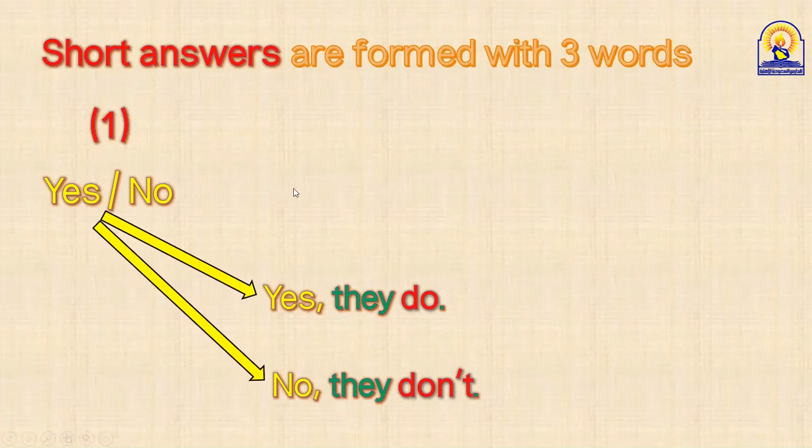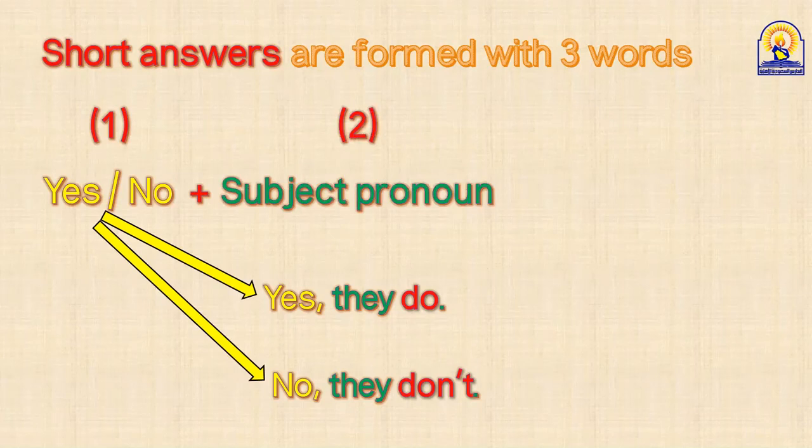Okay. Number 2, and then subject. Subject, like Muhammad, Ahmed, Rashid, right? Or Fatima, right? No, I don't agree with you, Rashid. I cannot use a name or noun. I must use a subject pronoun, Rashid.